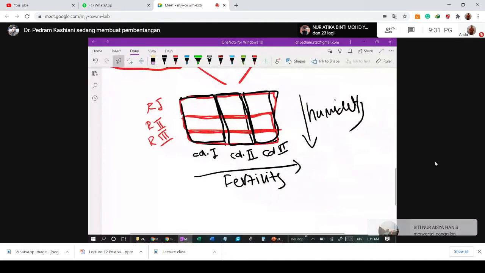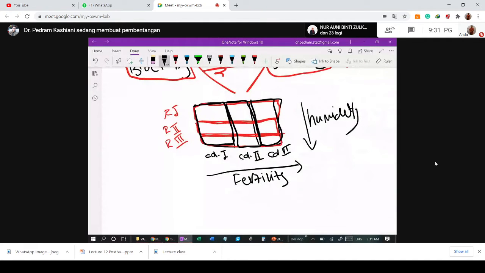Okay, so in this situation, blocking by row, you can see this one, this is row 1, row 2, row 3. This one, blocking by row, this is my block number 1, number 2, and number 3. This one takes care of humidity. So humidity in this situation is row.